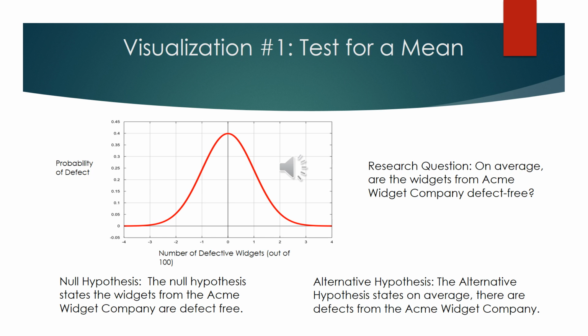And looking at the mean curve, we can see with a deviation of 0.4 that the widgets being produced from the Acme Widget Company will produce some widgets that will have defects.